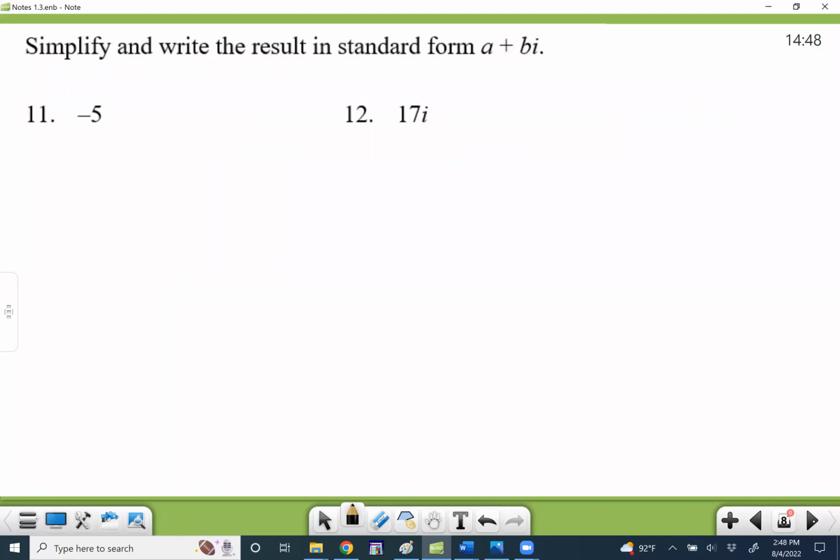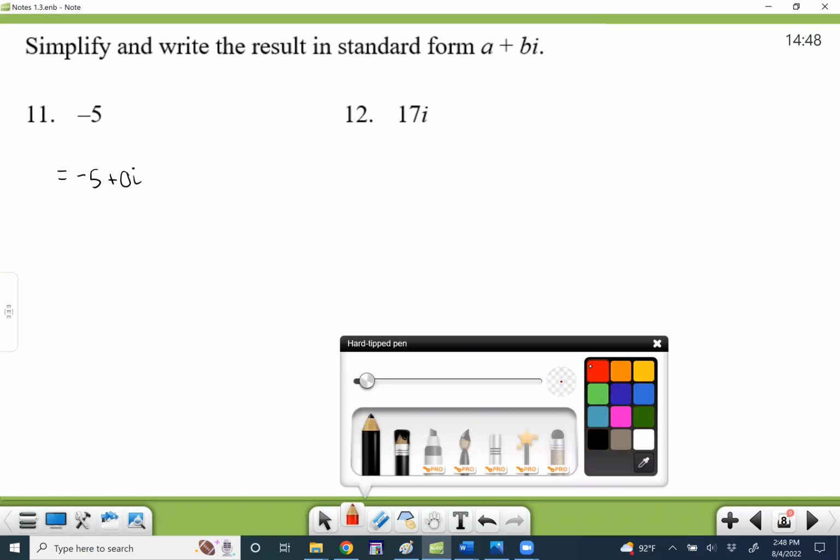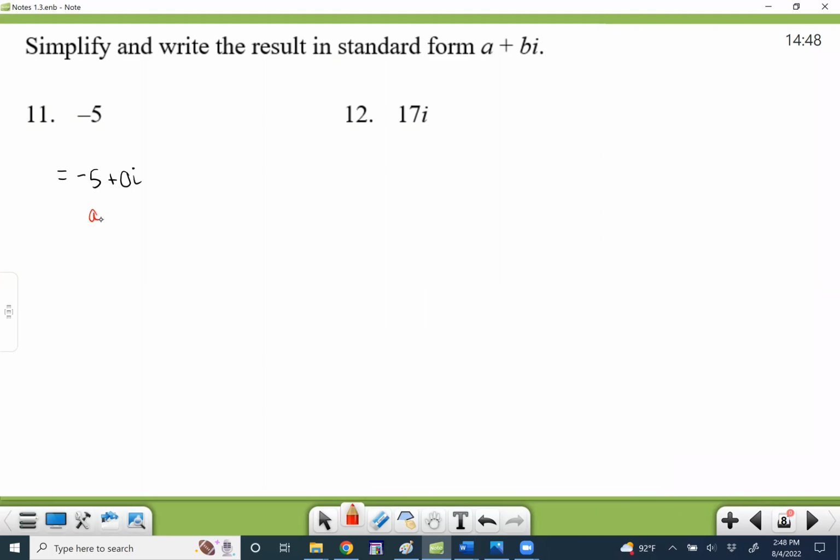All right, simplify and write the result in A plus BI form. So I have to write this in A plus BI form. The first thing I'm going to do is add a 0i to it. That's legal, because that's really me adding nothing to it. 0 is nothing, right? So it's still the same. And now, if you look at it, it's in A plus BI form, right? A would be the -5, and B would be the 0. So that's going to be our answer in A plus BI form.